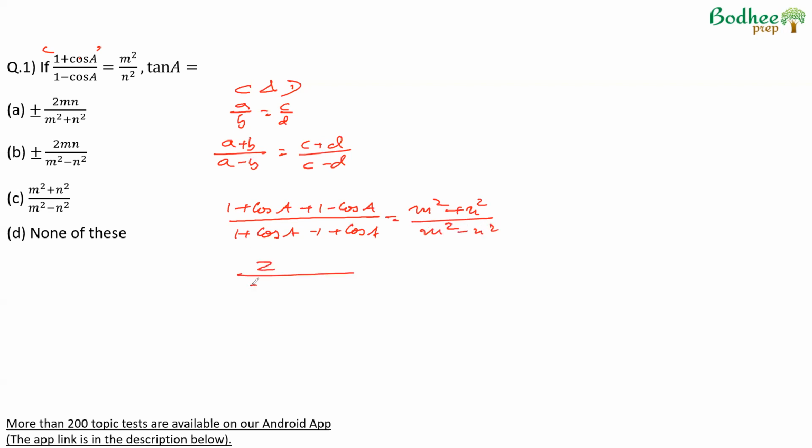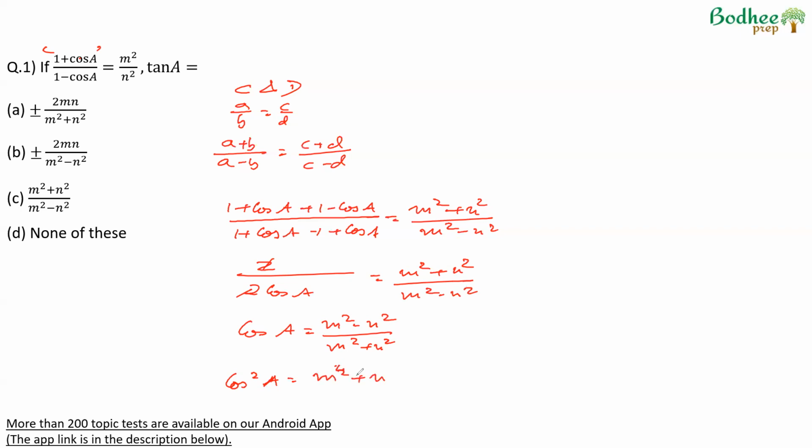This becomes 2 upon 2 cos a is equal to (m square plus n square) upon (m square minus n square), which further means cos a is equal to (m square minus n square) upon (m square plus n square). Now if we square this, we'll get cos square a is equal to (m to the power 4 plus n to the power 4 minus 2m square n square) upon (m raised to power 4 plus n raised to power 4 plus 2m square n square).